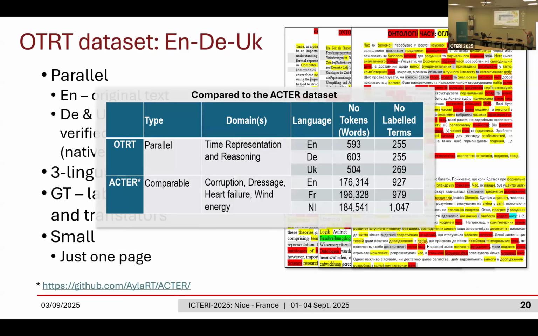And this is the statistics for OTRT. As you may see here, number of tokens, words in the documents, it's slightly less than 600 for English, slightly more for German, and slightly less for Ukrainian. If you compare to Actor for all 4 domains, you may see the difference. But this is not the most important difference. I mean, this statistical difference in the number of tokens and number of labeled terms is not that important. The most important thing which differs OTRT and Actor will be revealed later when I show the evaluation results.